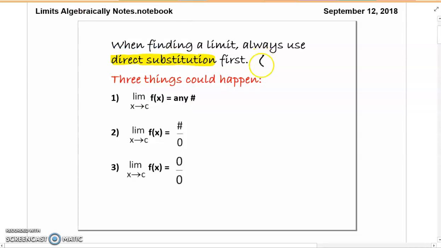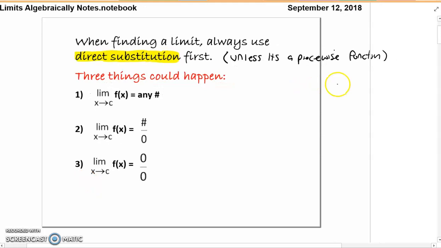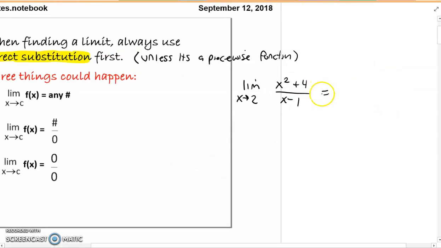So that should be our first idea, and again, unless it's a piecewise function, which in the second half of the lesson we'll talk a little about what to do in those situations. To be more specific about what I mean by direct substitution, if I have the limit as x approaches 2 of (x squared plus 4) over (x minus 1), the first step you should do is quite literally plug that 2 in. You would get 4 plus 4, which is 8 up top, and 2 minus 1, which is 1 on the bottom. So for this first problem, you would get 8 as an answer.